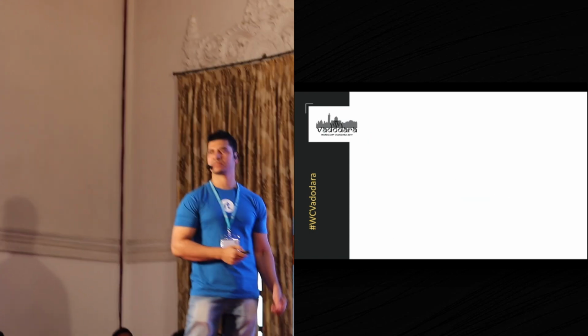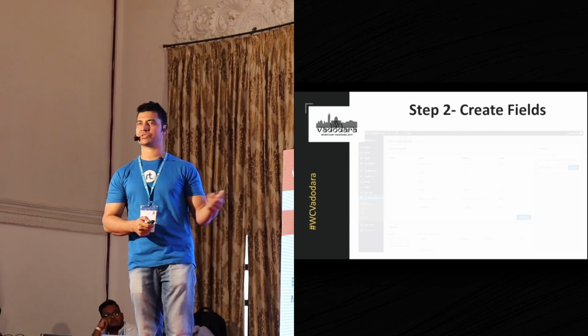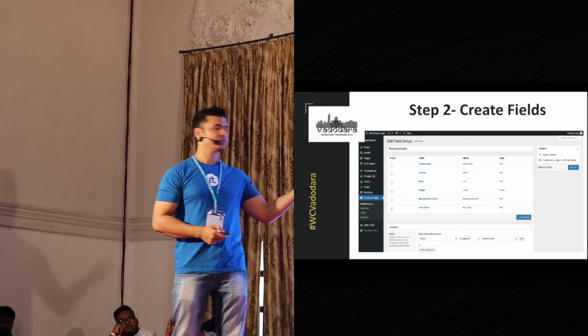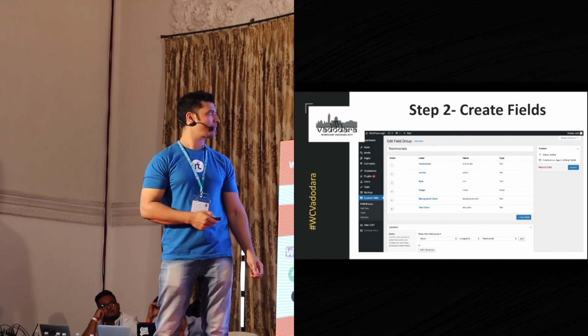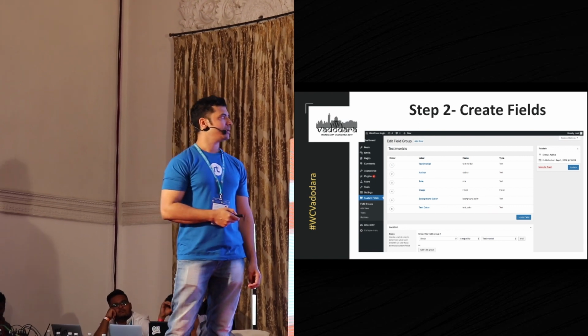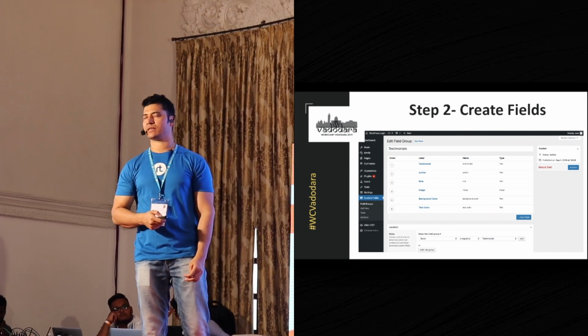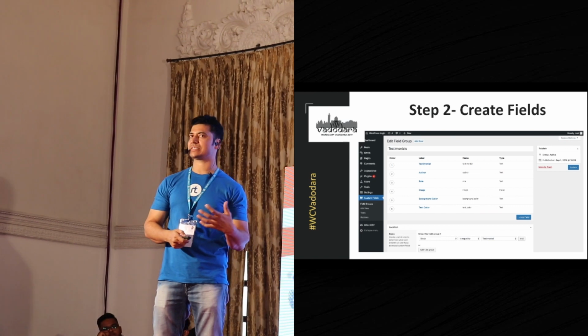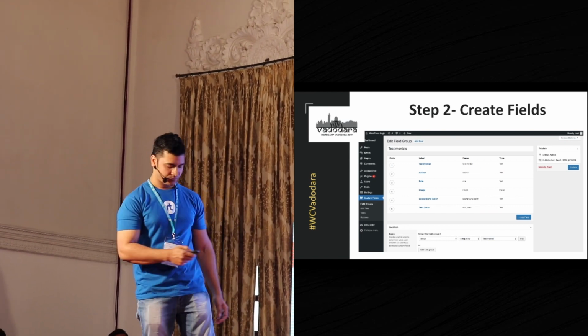Step 2, create fields. This is very familiar to most of you, as you said that you already know about ACF. So creating fields is super simple. We'll create these fields: testimonial, author, role, image, background color, and text color. These are the fields that we will create for the example that I want to demonstrate.